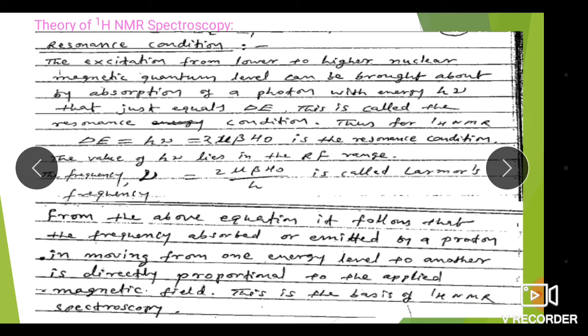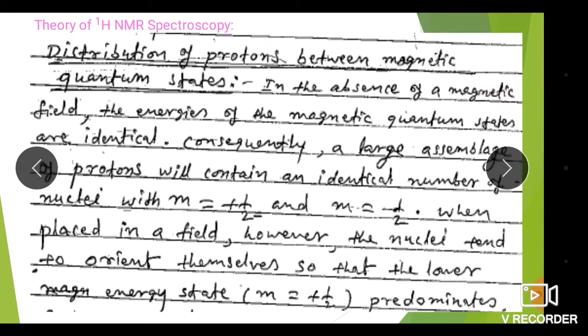What is the basis of H1 NMR spectroscopy? From the above equation, it follows that the frequency absorbed or emitted by a proton in moving from one energy level to another is directly proportional to the applied magnetic field. It means the frequency is directly proportional to H0, the applied magnetic field. This is the basis of H1 NMR spectroscopy.